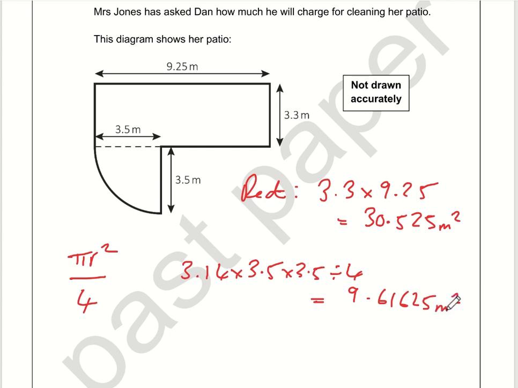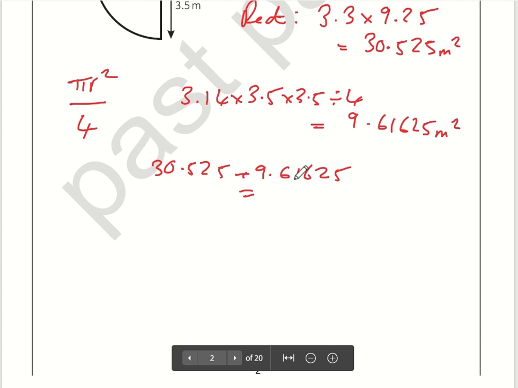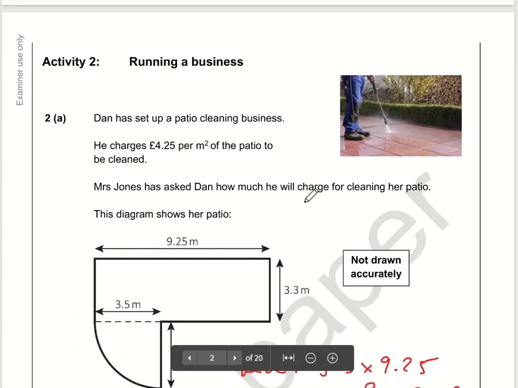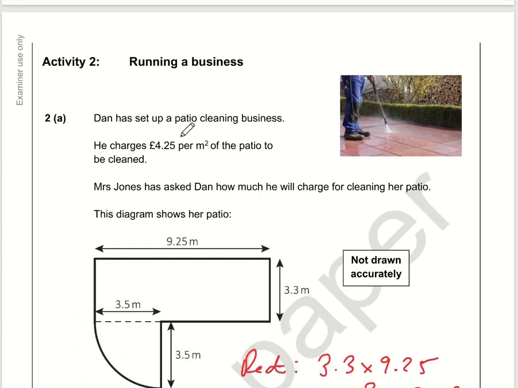9.61625 square meters. So the total area is going to be 30.525 plus 9.61625, and that comes to 40.14125 square meters. Okay, now we know that the charge is £4.25 per square metre.